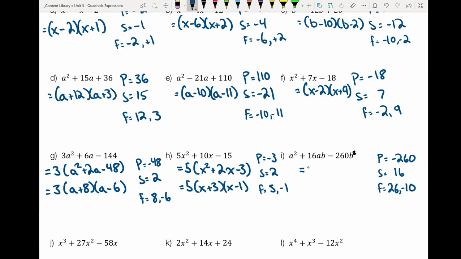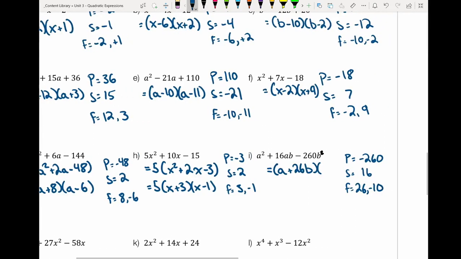So here, when we're writing our brackets, a will be our first term plus our number, but we have to add a b onto it because that's how we get our b squared. So our second bracket is a, then -10, and then we have our b attached to the last number.